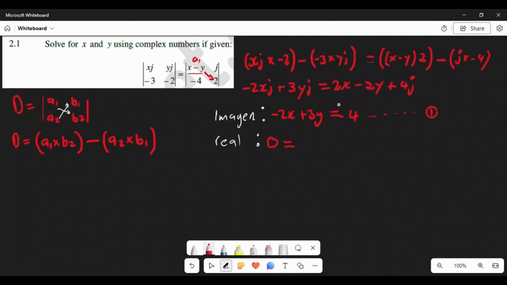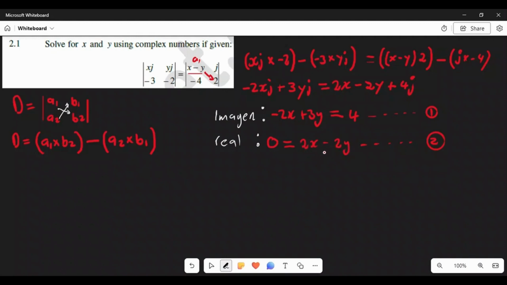When you look at the right hand side, we do have real numbers. We have 2x and we have minus 2y. So you write those, 2x minus 2y. That will be equation number 2. So you have two equations now, meaning you are able to solve for x and y using simultaneous equations or elimination. I prefer to use simultaneous equations, guys, because it's simple and we use it a lot in mathematics and science.